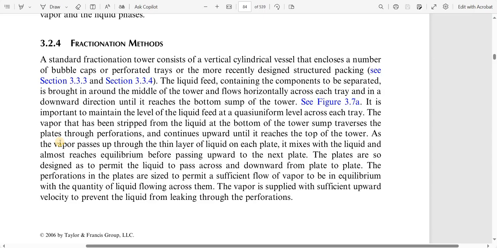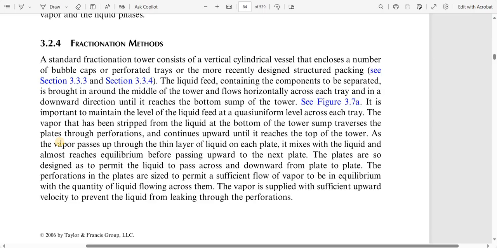The vapor that has been stripped from the liquid at the bottom of the tower traverses the plates through perforations and continues upward until it reaches the top of the tower. As the vapor passes up through the thin layer of liquid on each plate, it mixes with the liquid and almost reaches equilibrium before passing upward to the next plate.